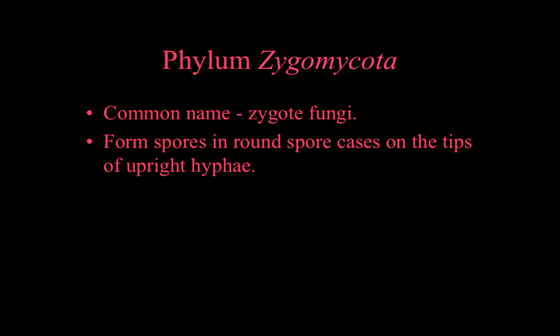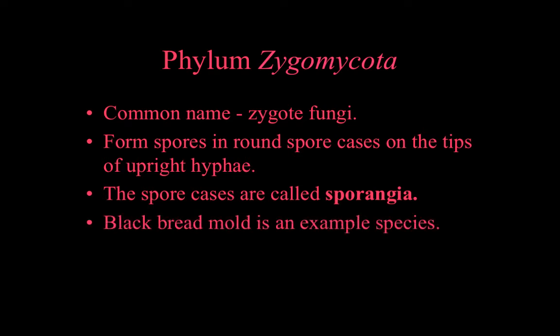Our first group is going to be the phylum Zygomycota. The common name for this phylum is zygote fungi, and they form their spores in these round little spheres on the tip of these little stalks, these upright hyphae. Those spore cases are called sporangia. A good example species, one that you're probably familiar with, is black bread mold. You've probably seen that before.